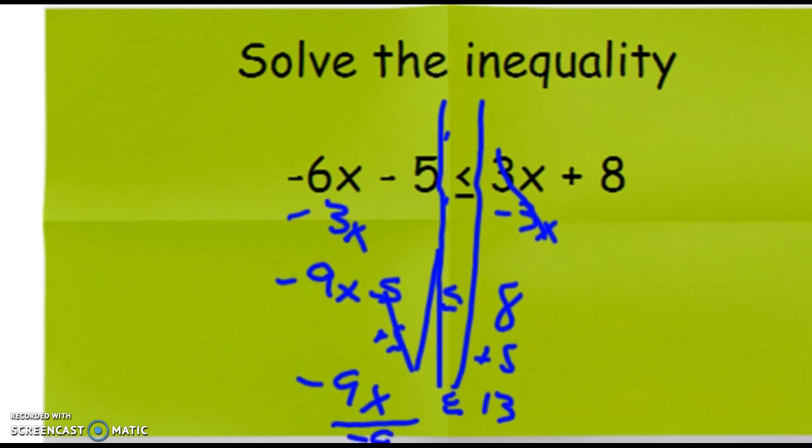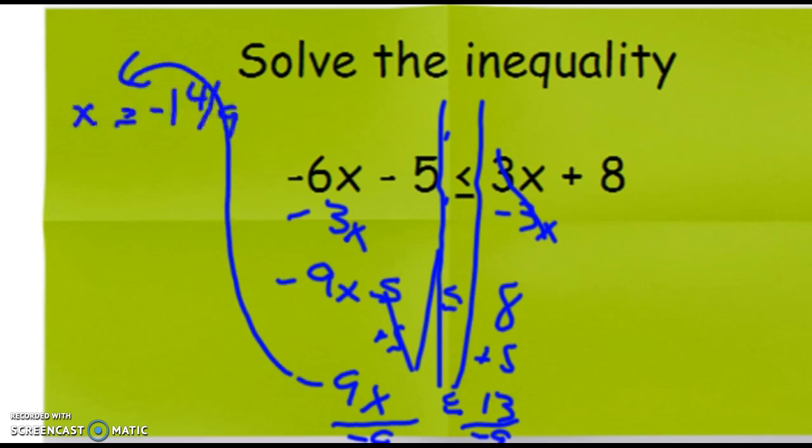Now I need to divide by negative 9. Remember, when you divide by negatives, you have to flip the sign. So I'm going to bring it up here. But my answer, all right, so if you simplify the fraction, you're going to be left with x is greater than or equal to negative 1 and 4/9. That is the answer most simplified.